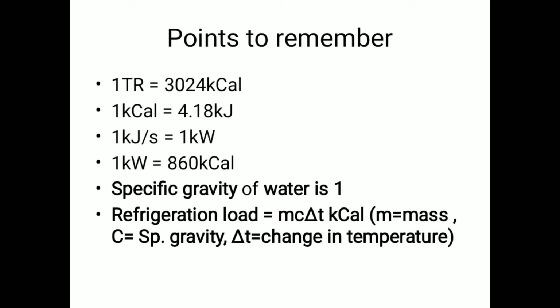So first we have to remember some points before solving the numericals about the conversion of units. Note down those conversion of units in your notebook, and we need to refer to it again and again while solving the numericals. So 1 ton of refrigeration is equal to 3024 kilocalories. 1 kilocalorie is equal to 4.18 kilojoule. 1 kilojoule per second is equal to 1 kilowatt, and 1 kilowatt is equal to 860 kilocalories.